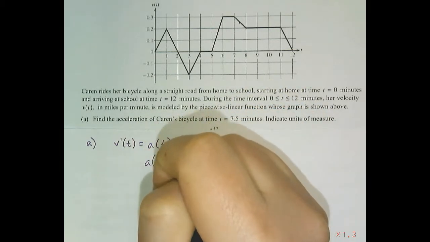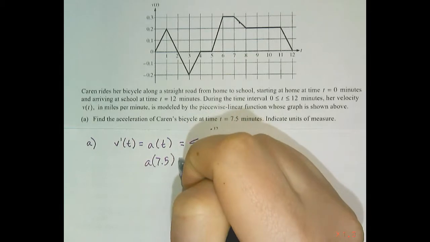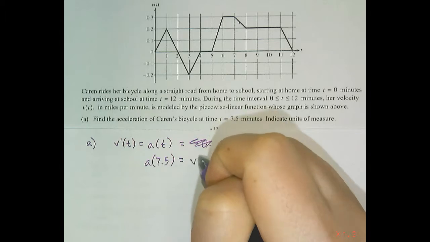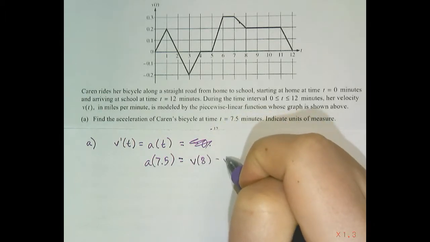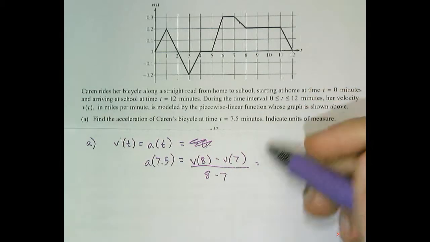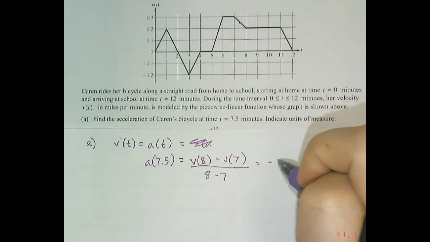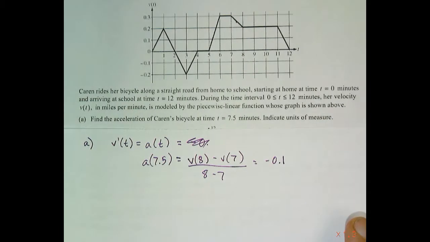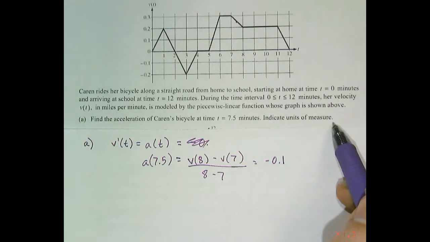Oops, let's not write that there. A of 7.5 is going to be, we'll do the approximation, v of 8 minus v of 7 over 8 minus 7. That's how we show our work, and we get an answer of -0.1. We have to indicate units of measure. It says indicate units of measure. So in acceleration, we have meters per second squared or miles per hour squared.